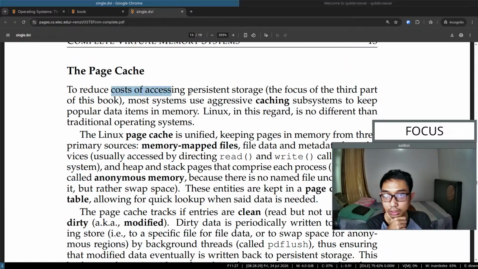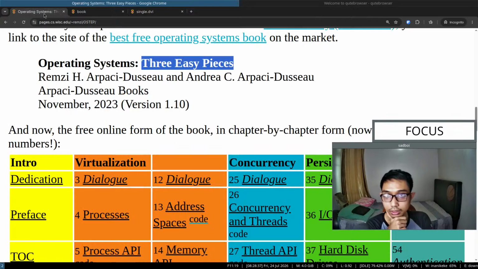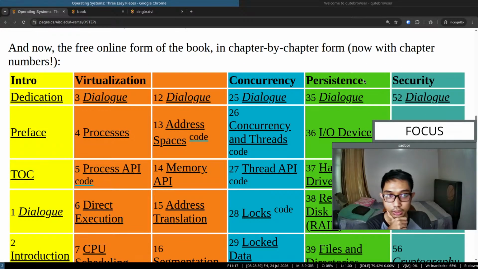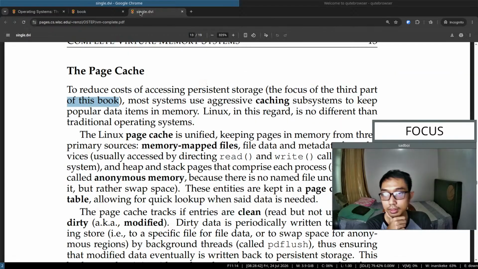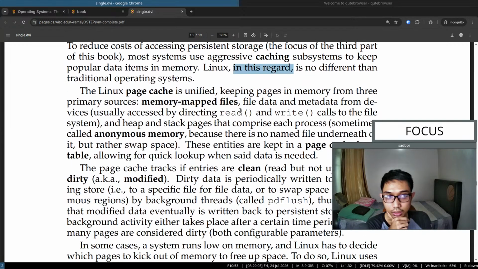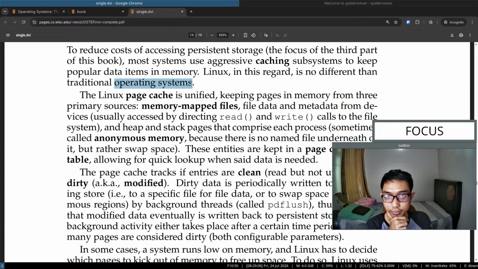To reduce cost of accessing persistent storage, the focus of the third part of this book, persistence, most systems use aggressive caching subsystem to keep popular data items in memory. Linux, in this regard, is no different than traditional operating system.